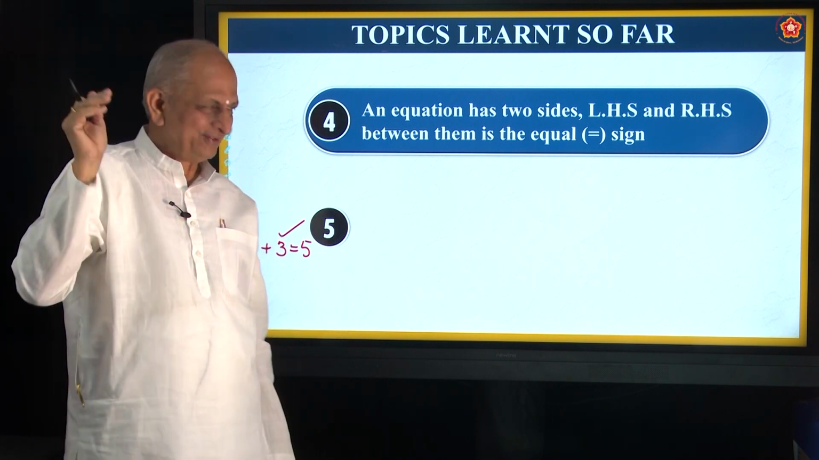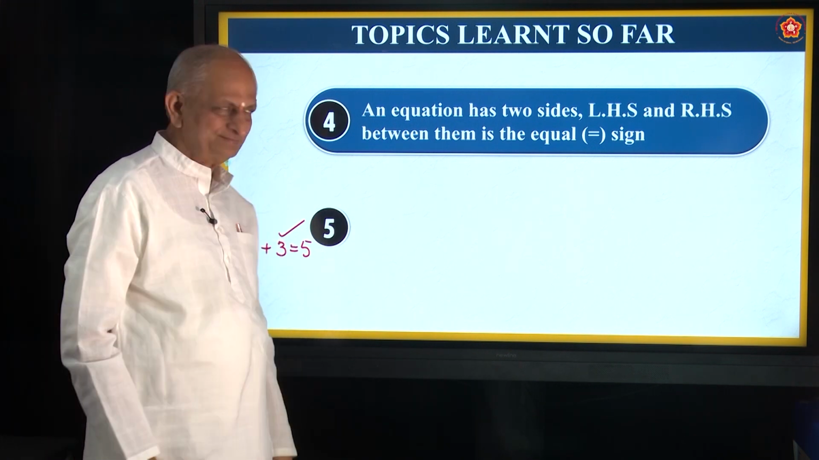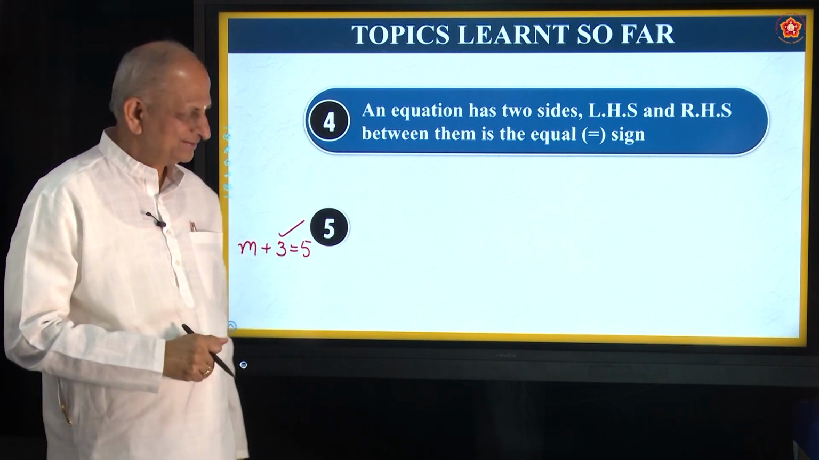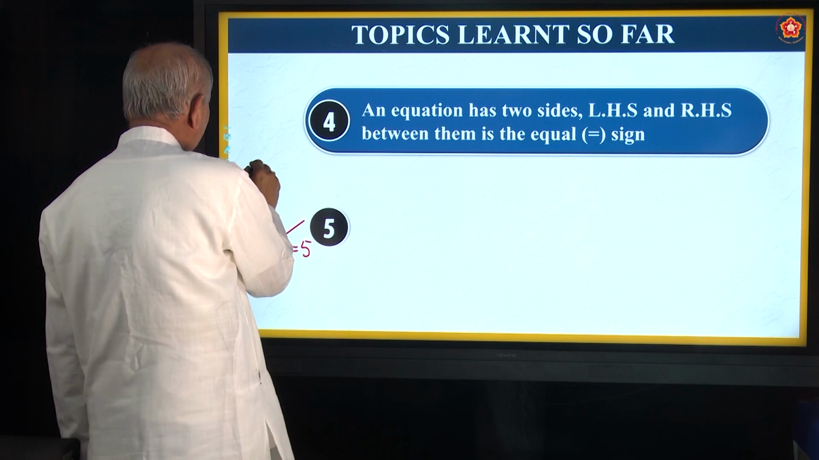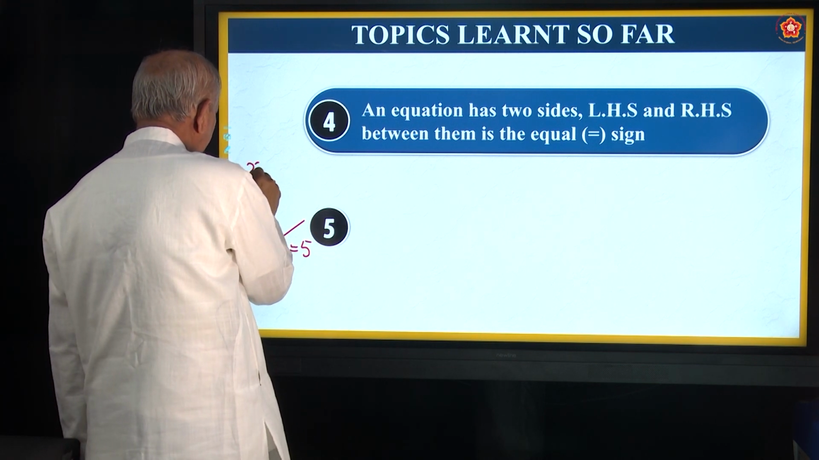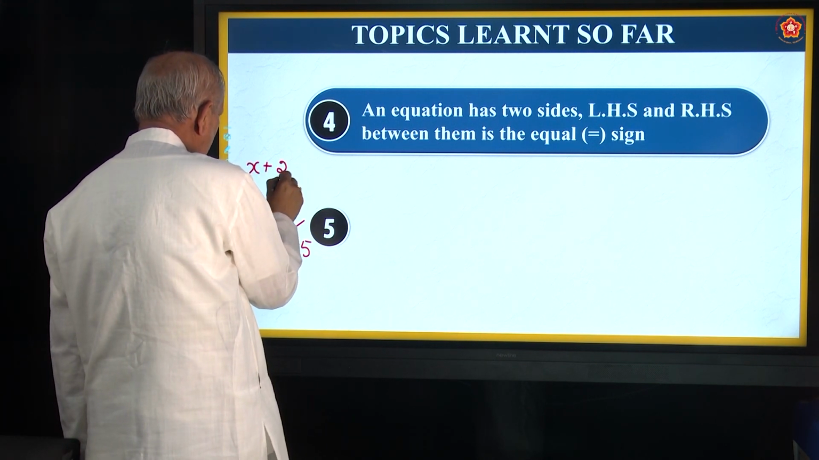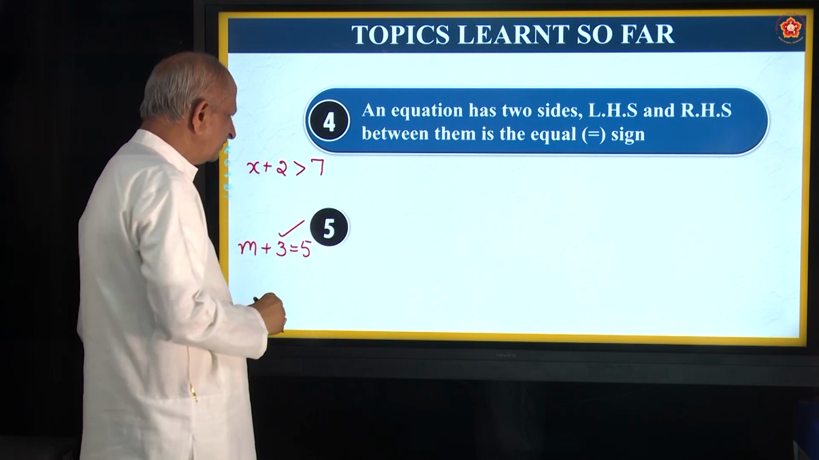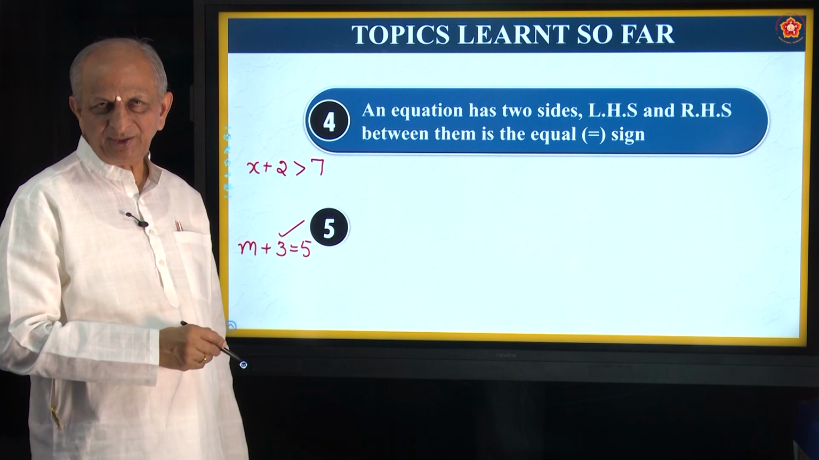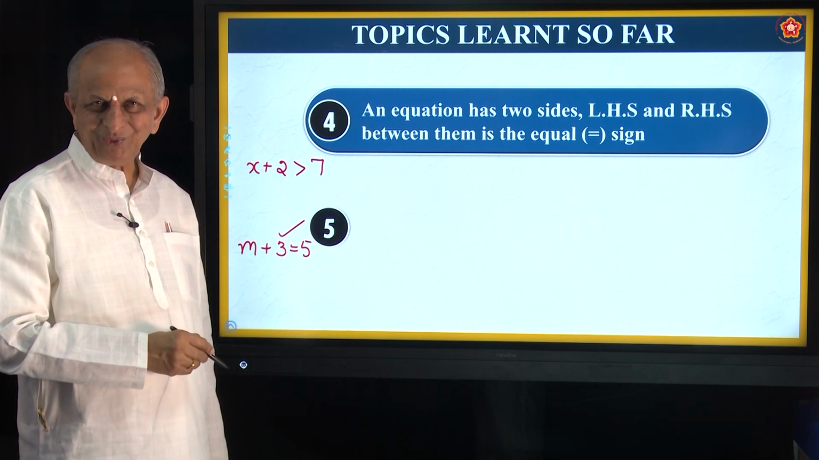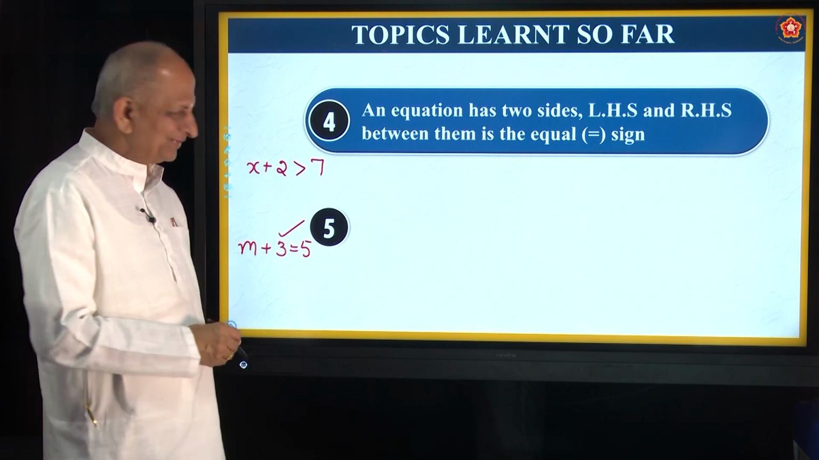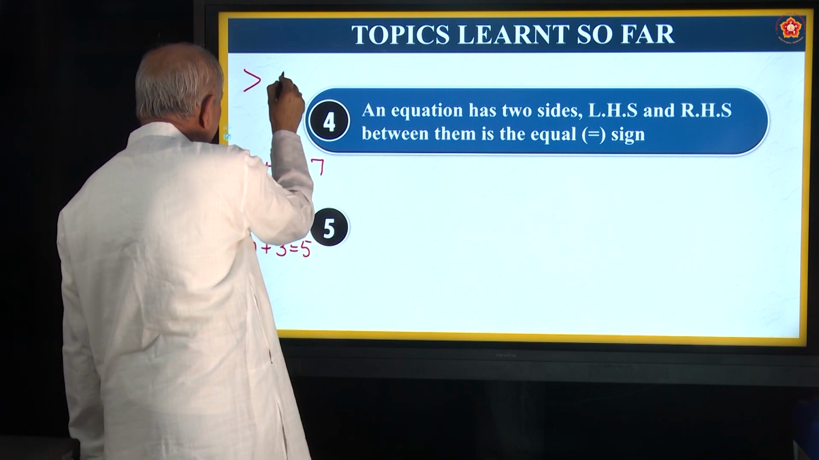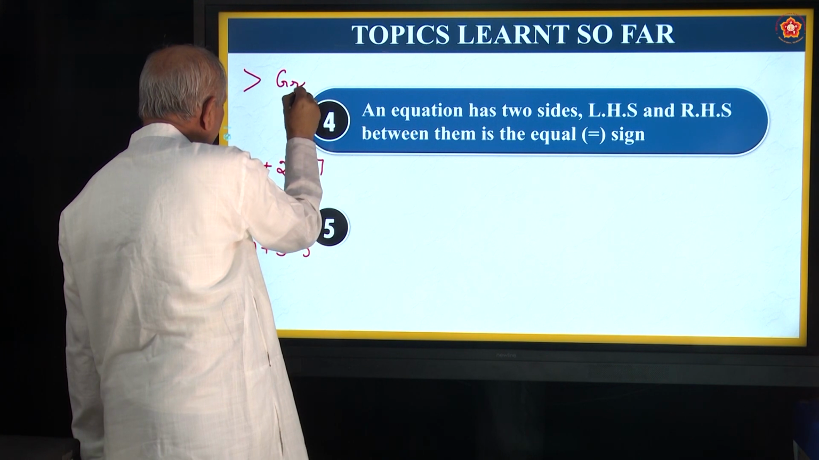And if there is a sign called equal sign, suppose they are not equal, what do you call it? Now, shall we have one example like this, x plus 2 greater than 7. What is this sign called here? Can we call it an equation? No. Why? There is a sign called greater than. This sign is called greater than.